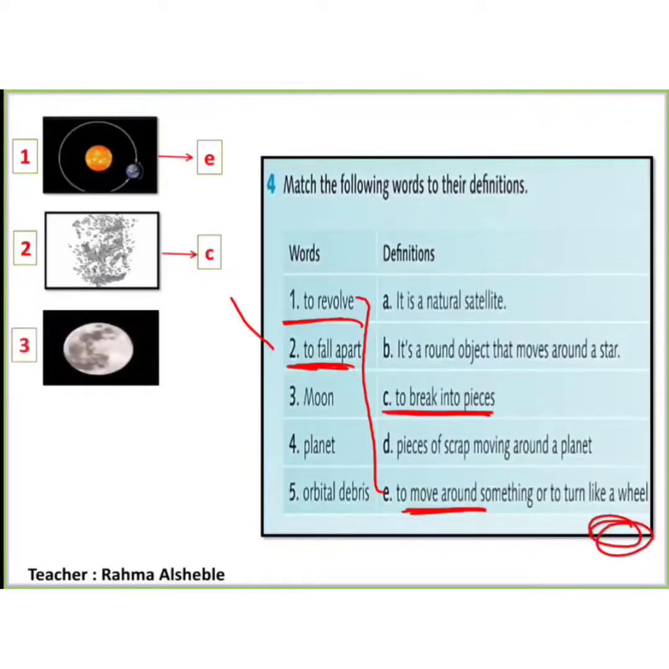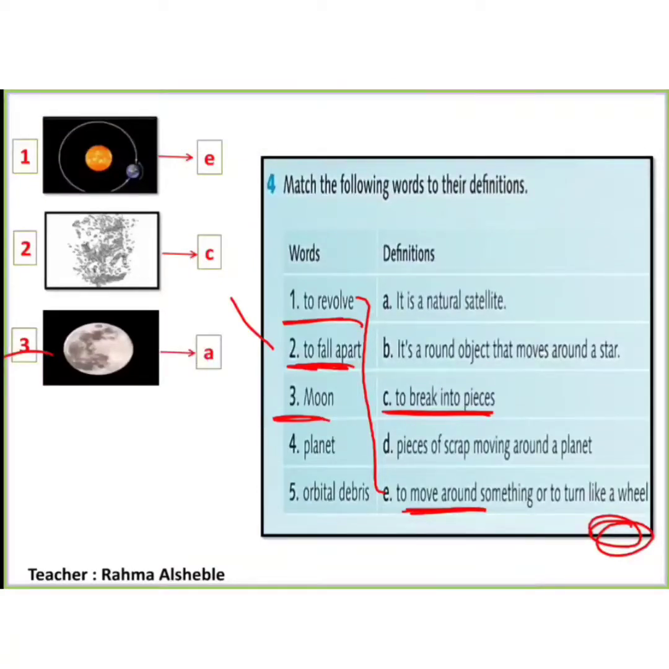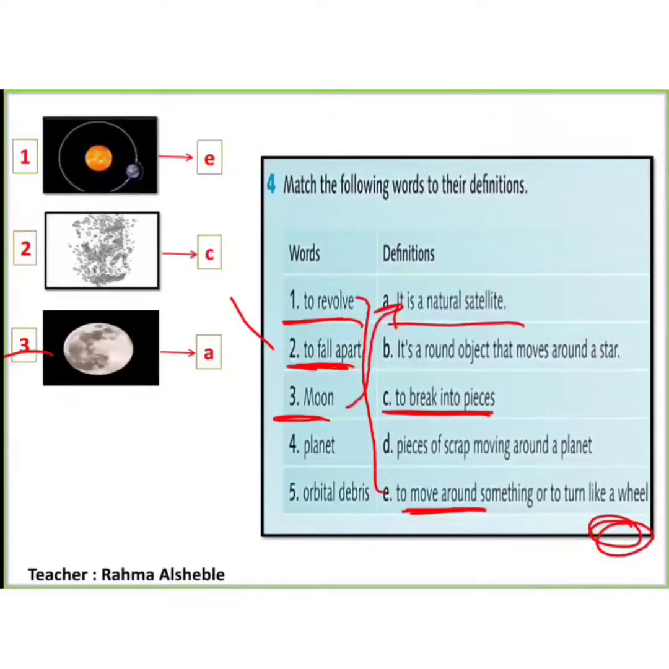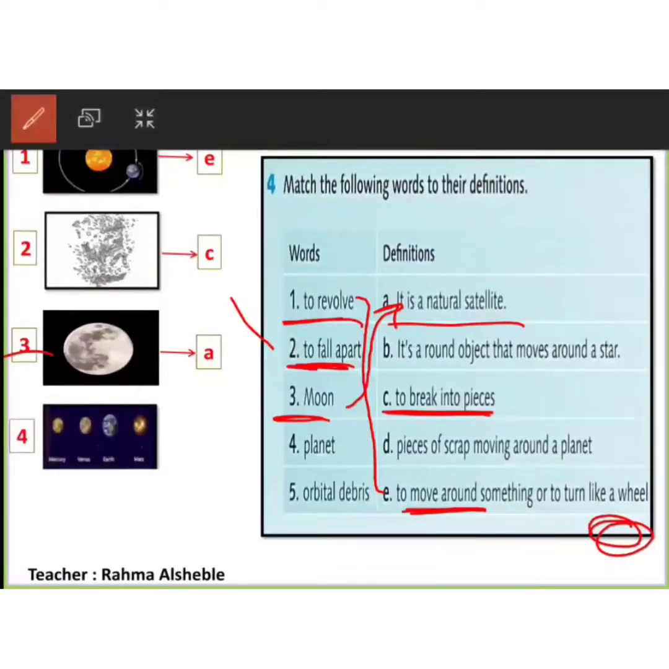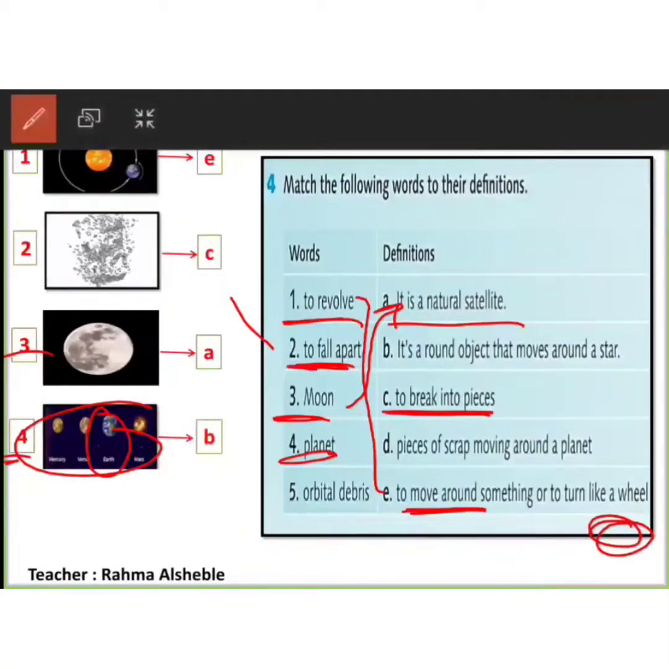Okay, next. Number 3 is the moon. And the answer is what? A. Moon is a natural satellite. Next, we have number 4, planet, and look at number 4, we have many planets. There are 4 planets, one of them is the Earth, right? Okay, what is the definition of a planet? The answer is B: a round object that moves around a star.